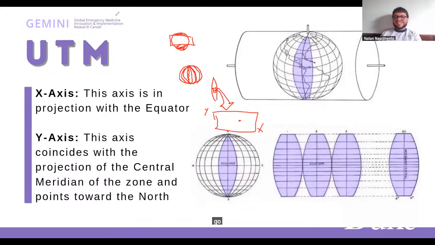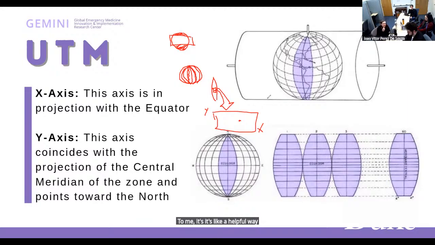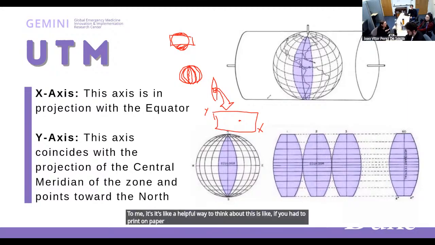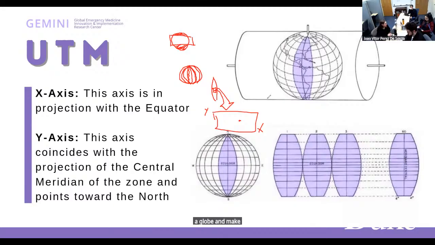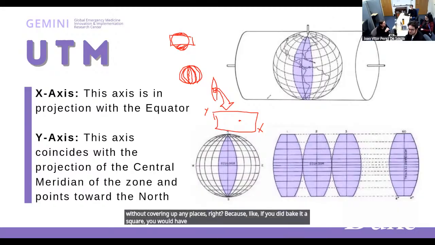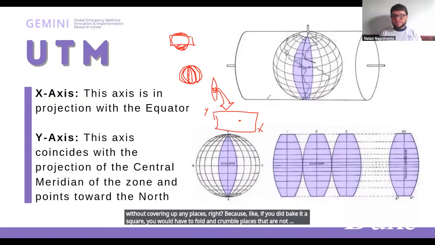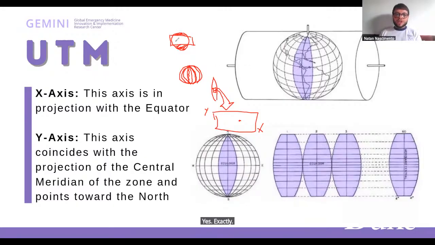Go ahead, Ashley. To me, a helpful way to think about this is like if you had to print on paper a globe, the picture that you have on the bottom right is what you would print on paper to fold it perfectly into a sphere without covering up any places. Because if you did make it a square, you would have to fold and crumble places that are not showing. Yes, exactly. So UTM is a projection because we're projecting it on a flat surface when Earth is not actually flat.